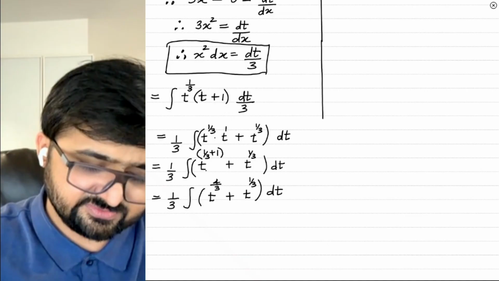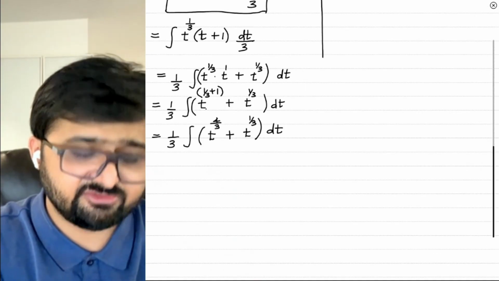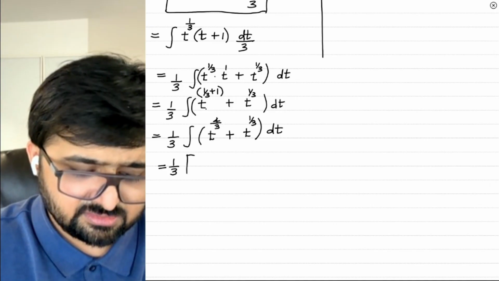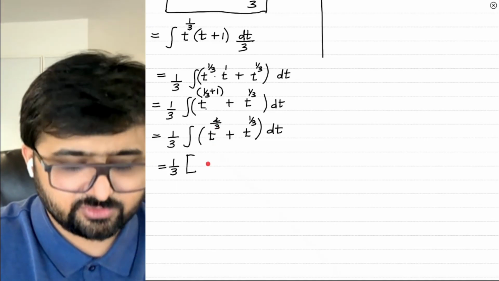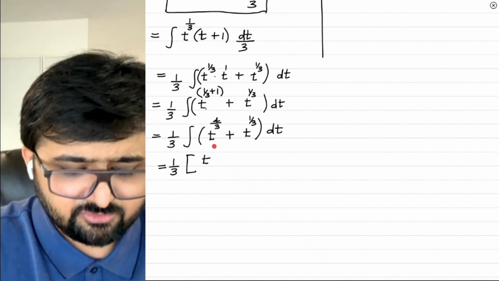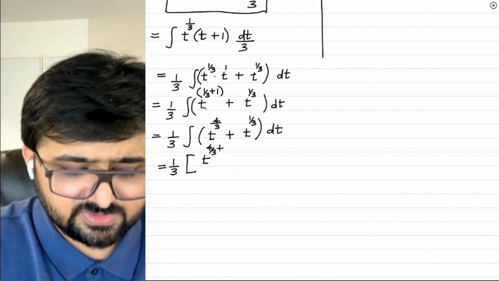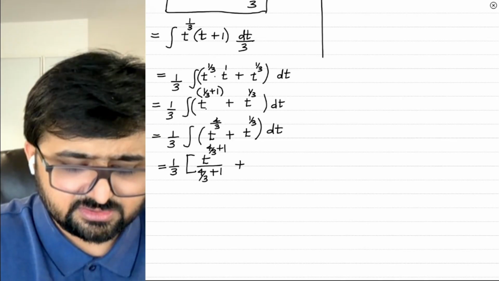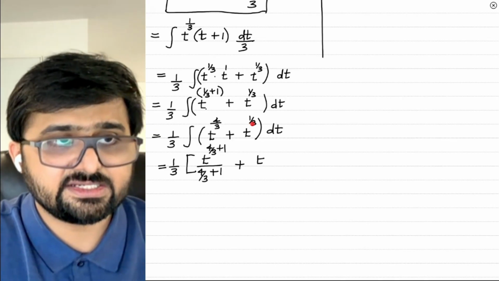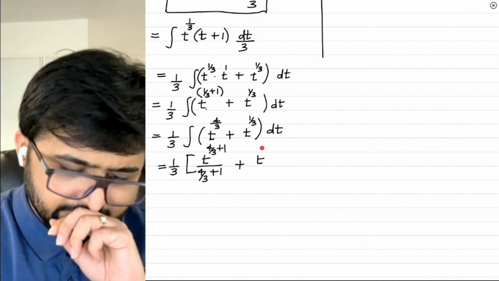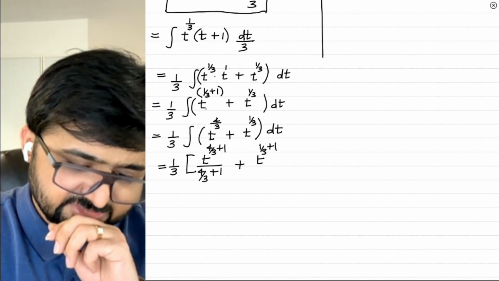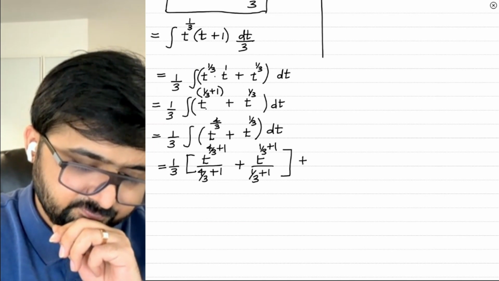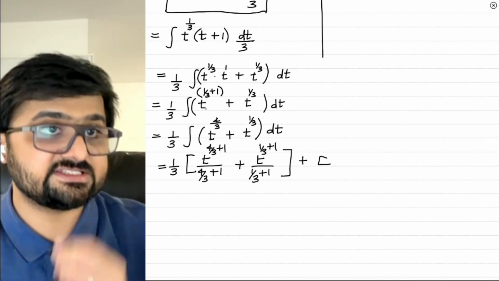Now integration is very easy. It's just like x to the power n. So this is equal to 1 by 3 times the integral of t to the power 4 by 3, which is t to the power 4 by 3 plus 1 divided by 4 by 3 plus 1, plus t to the power 1 by 3, whose integral is t to the power 1 by 3 plus 1 divided by 1 by 3 plus 1, plus the constant of integration c.